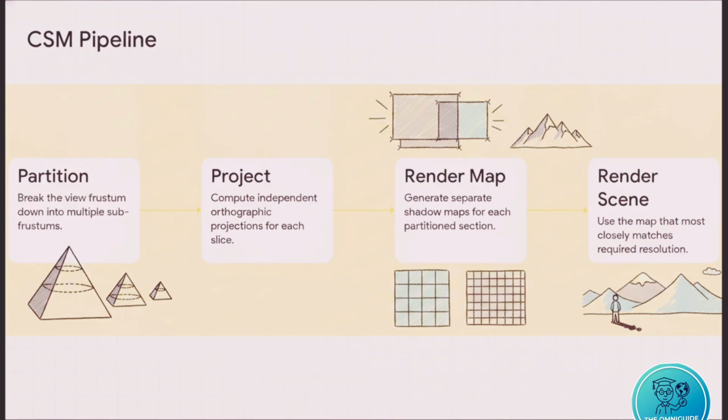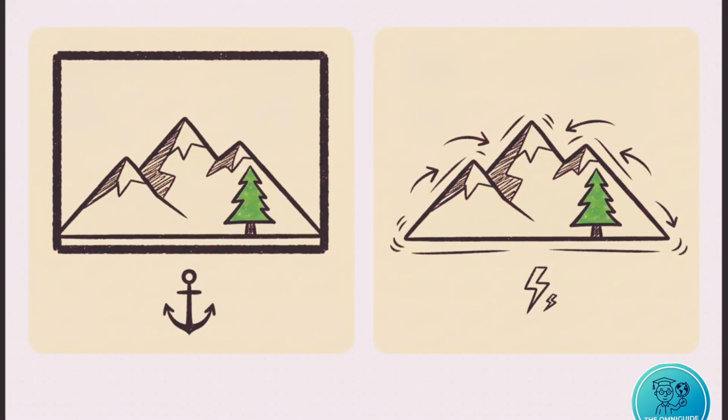The slices closest to you get the highest definition, maximum resolution shadow maps. The slices further away get lower resolution maps, simply because your eye can't tell the difference at that distance anyway. The engine calculates independent projections for each of these slices, generates separate shadow maps for each section, and finally renders the scene using the specific map that most closely matches the required resolution for that exact pixel. But as we know, nothing in rendering comes for free.